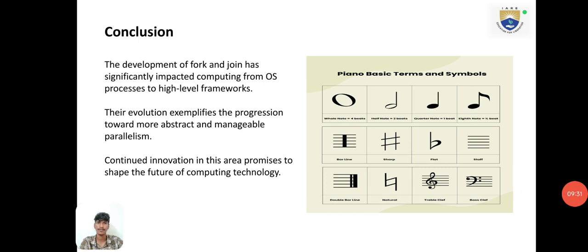Then the conclusion. The development of fork and join has significantly impacted computing from OS processes to high level frameworks. The evolution exemplifies the progression toward more abstract and manageable parallelization. Continued innovation in this area promises to shape the future of computing technology.